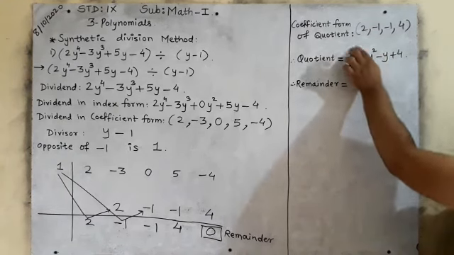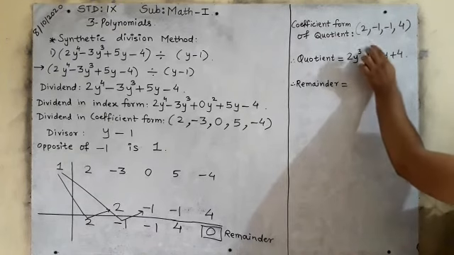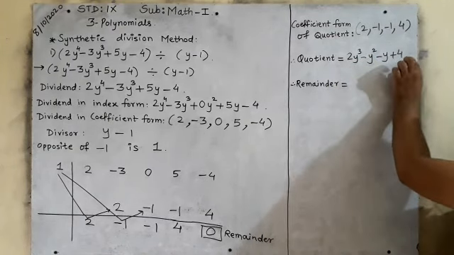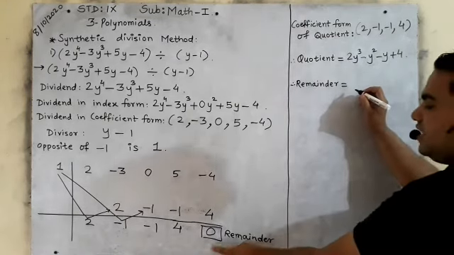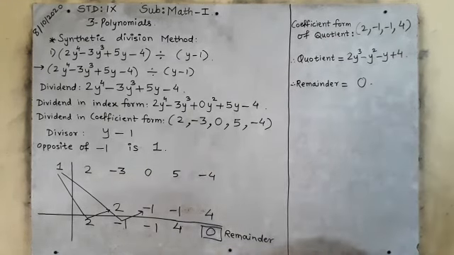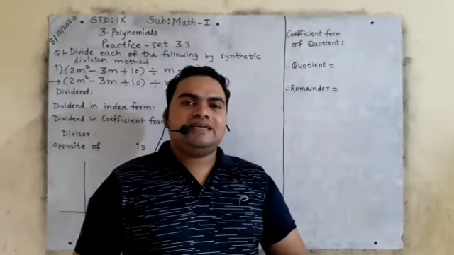This 2y cube. Here only 1, so we should not write 1, right? So y square, y1, y raised to 0. Is it clear? Now what is the remainder over here? The last term is 0. I hope you understood how to solve. Is it clear? So dear students, now we will see the practice set 3.3.